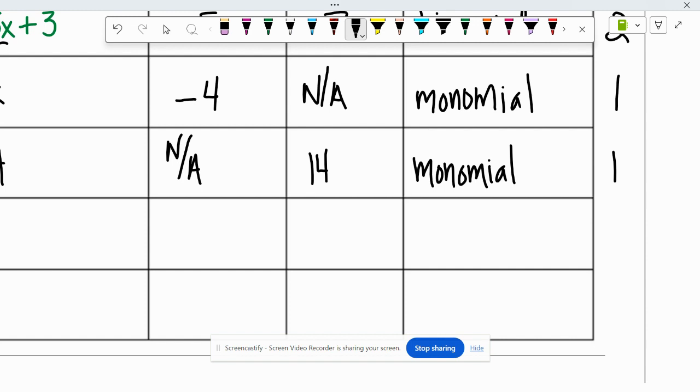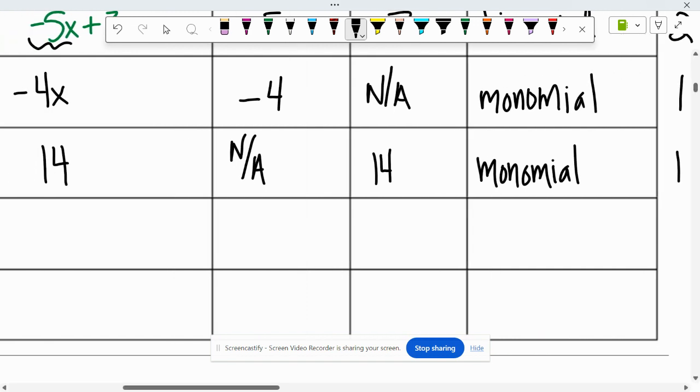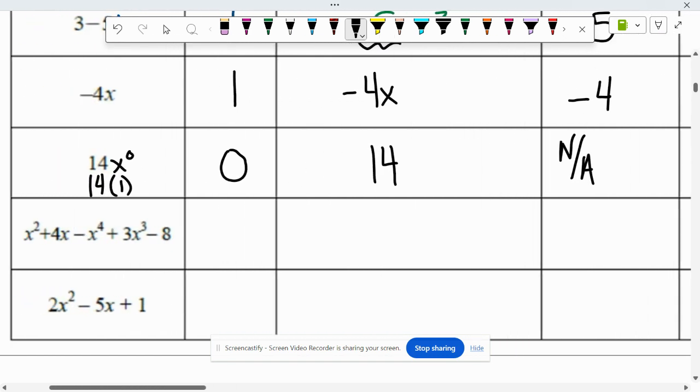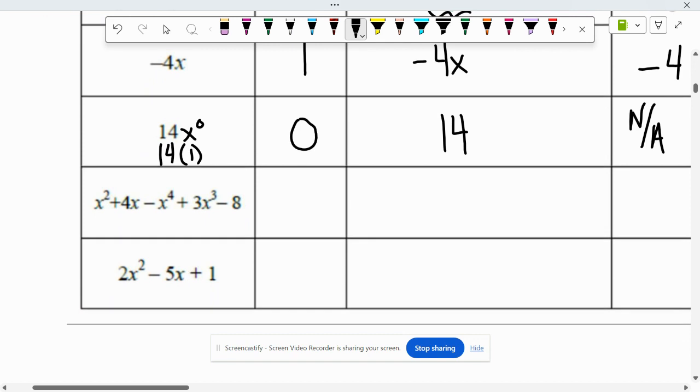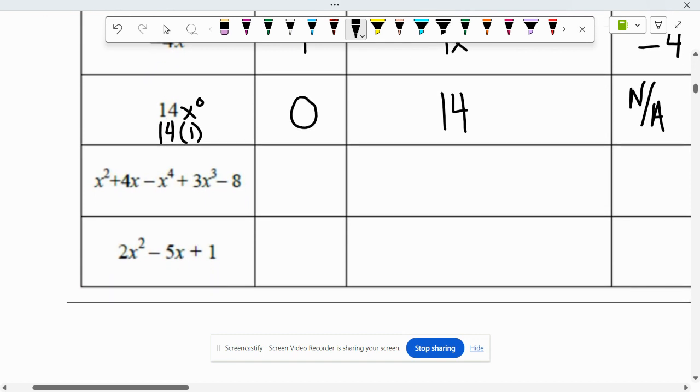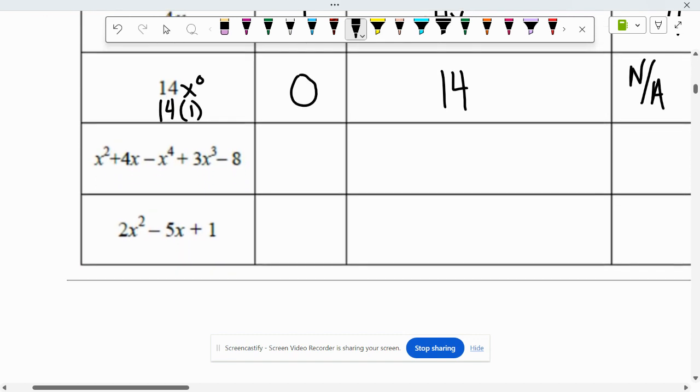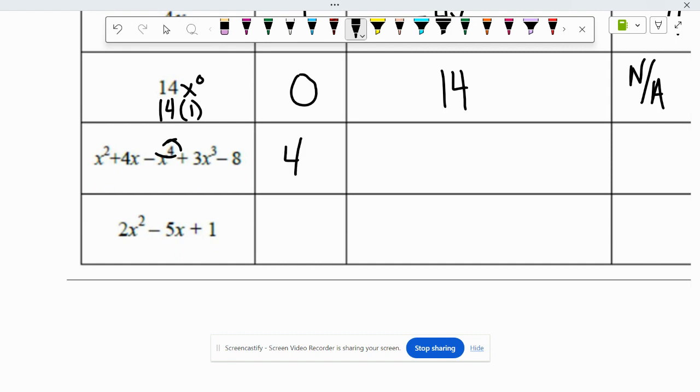Okay. Next one. There's a lot going on in that next one. Let's see. X squared plus 4x minus x to the 4th plus 3x cubed minus 8. What do you think about the degree, Tayana? Largest exponent in there. It's a 4. Yeah, the largest exponent is a 4. So this is a 4th degree.